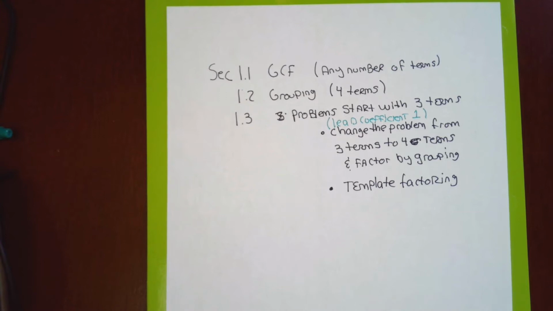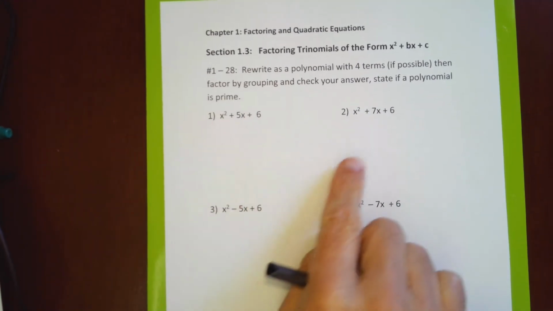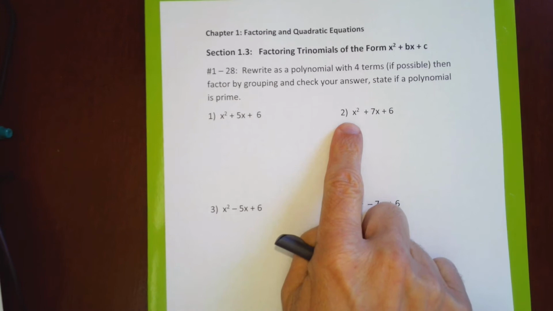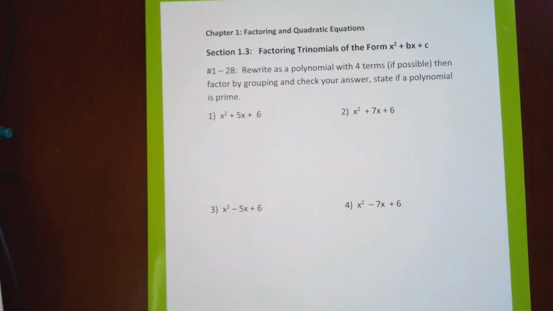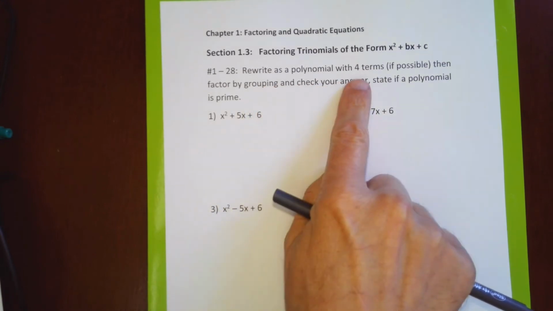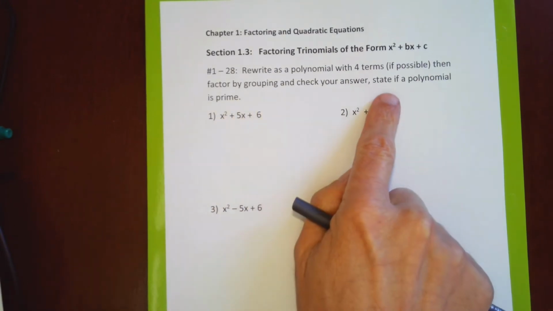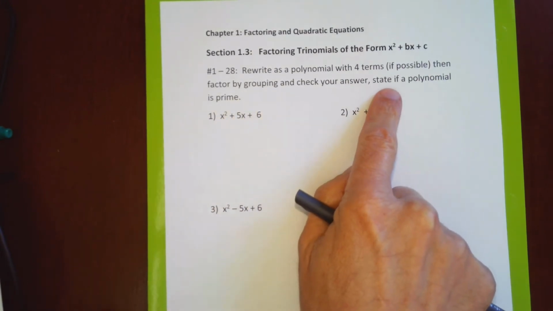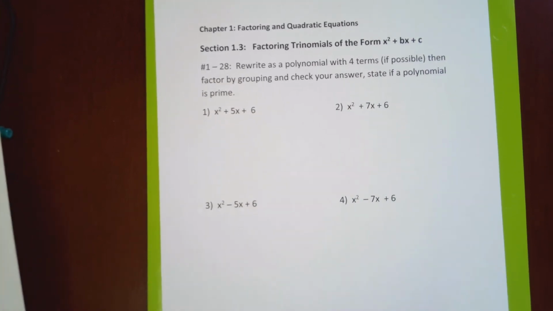But to start section 1.3, the first 28 problems give me a polynomial with three terms, lead coefficient of 1. There's not a number in front of the squared term. The squared term is the lead term in most of these problems. And I'm asked to rewrite the problem with four terms, if possible, and then factor by grouping and check your answer. And finally, I'm going to state if the polynomial is prime. So how do I do this?